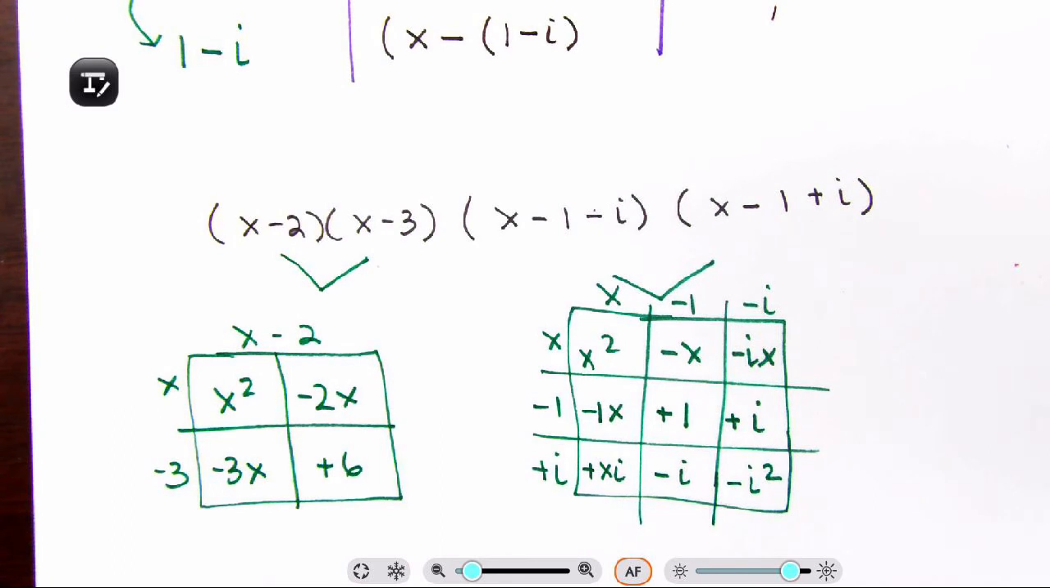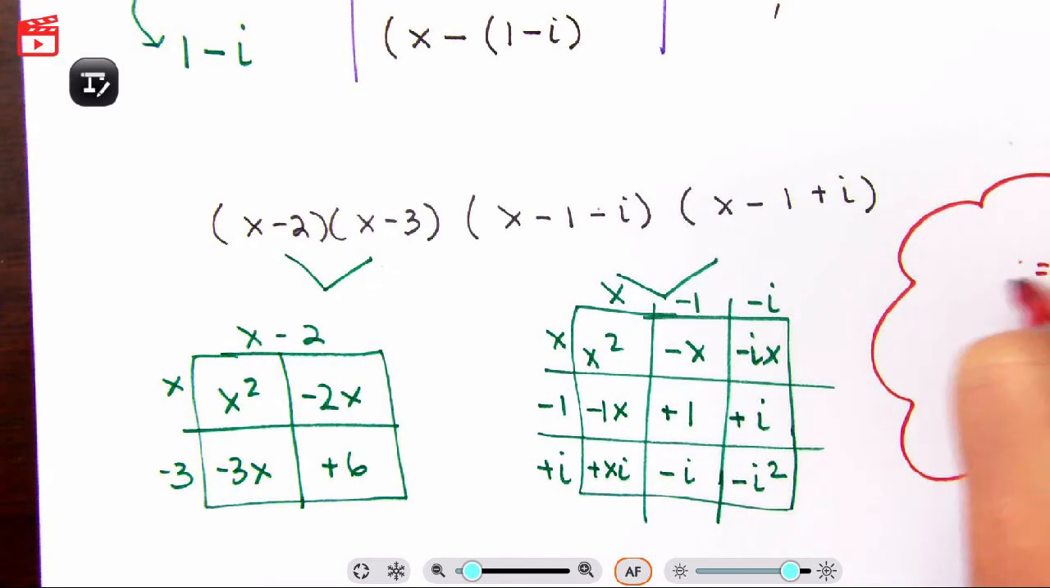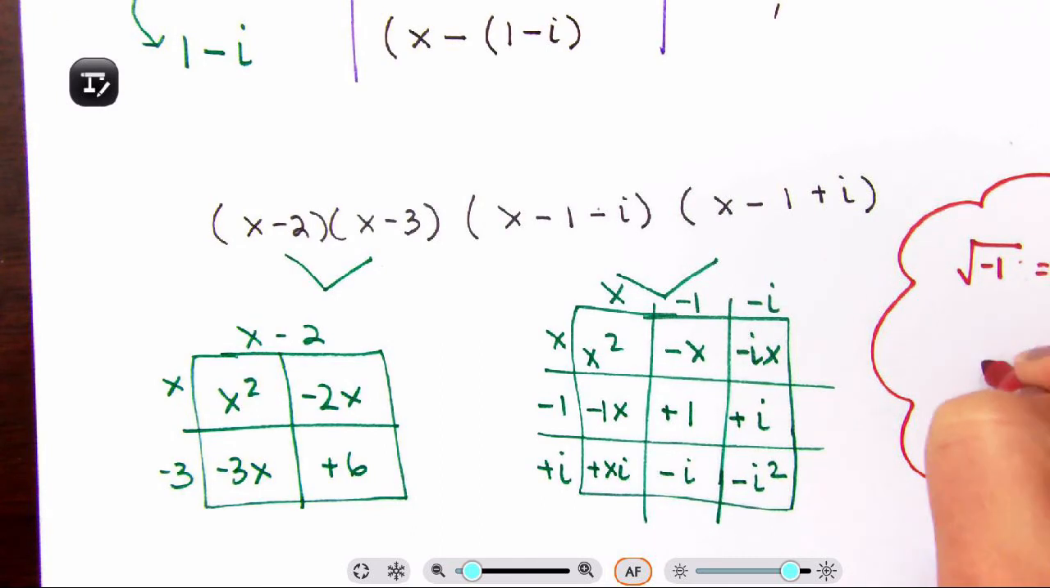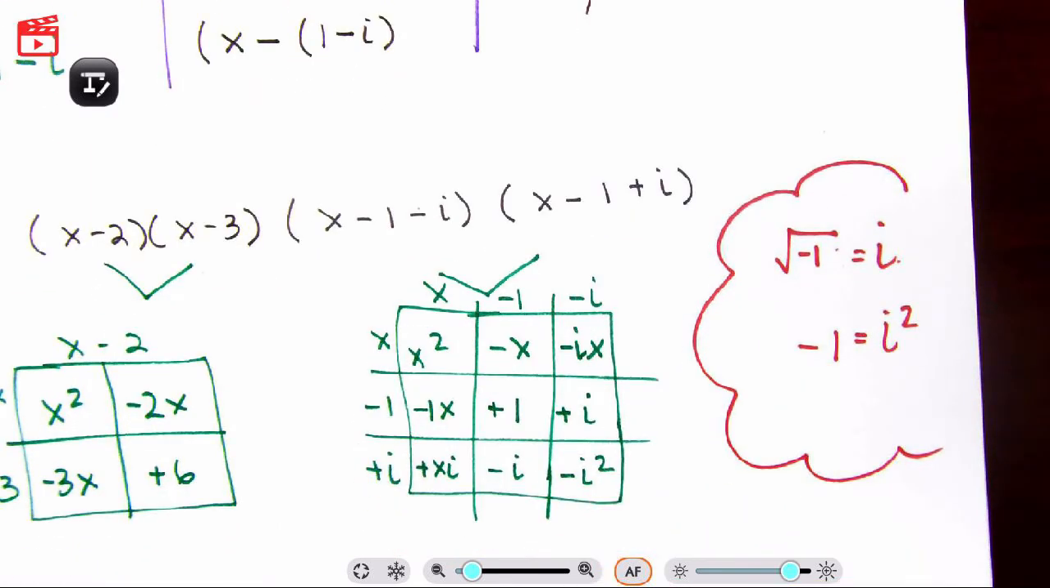Again, let's do our thinking bubble. We said that i is equal to the root of -1, but we also said that i squared is equal to simply -1. So whenever you see -1, that equals i squared, and whenever you see i squared, that equals -1. So look here, things are going to be wonderful.